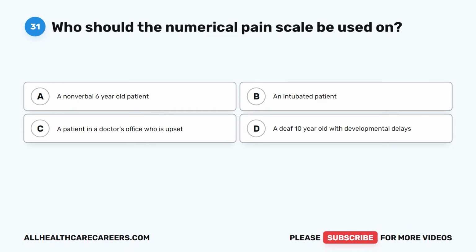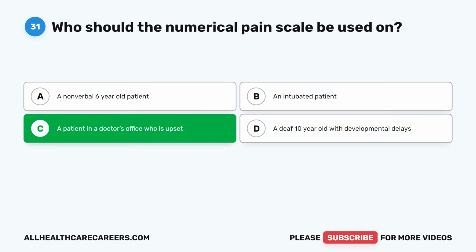Question 31. Who should the numerical pain scale be used on? A. A nonverbal 6-year-old patient. B. An intubated patient. C. A patient in a doctor's office who is upset. D. A deaf 10-year-old with developmental delays. The correct answer is C. A patient in a doctor's office who is upset.